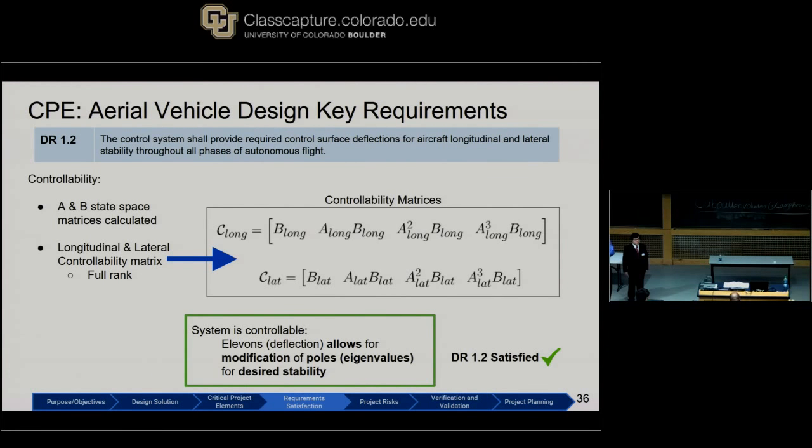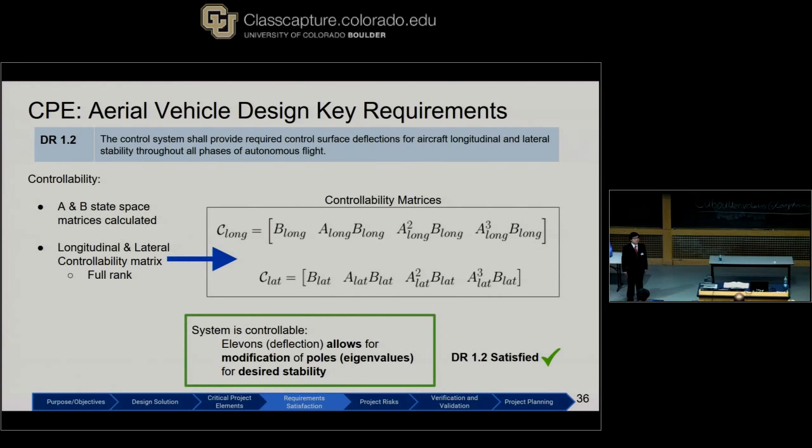Now we're looking at derived requirement 1.2. The control system shall provide required control surface deflections for aircraft longitudinal and lateral stability throughout all phases of autonomous flight. What's shown here is the controllability matrices for our system, both the longitudinal and the lateral. And this shows how they were formed using the A and B state matrices from the state space model for our system. And we used AVL to calculate the state space matrices.